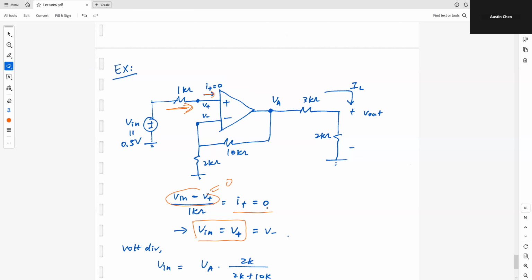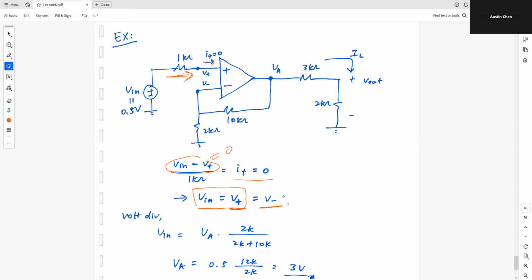So V minus is equal to V plus. And because of virtual short, this V plus is also equal to V minus. I'm doing two things at the same time here. V in is equal to V plus is coming from this statement here, this equation. And then V minus is equal to V plus. That's because of the virtual short.